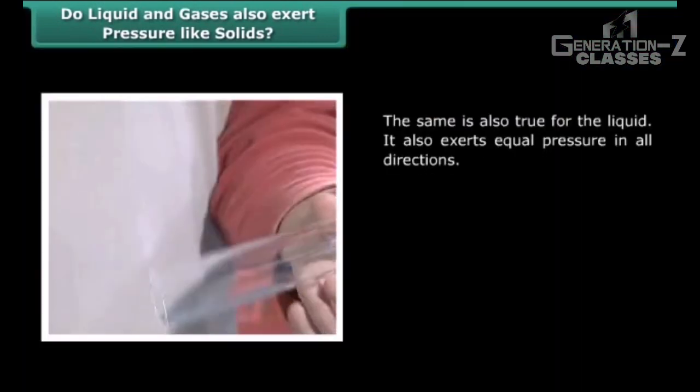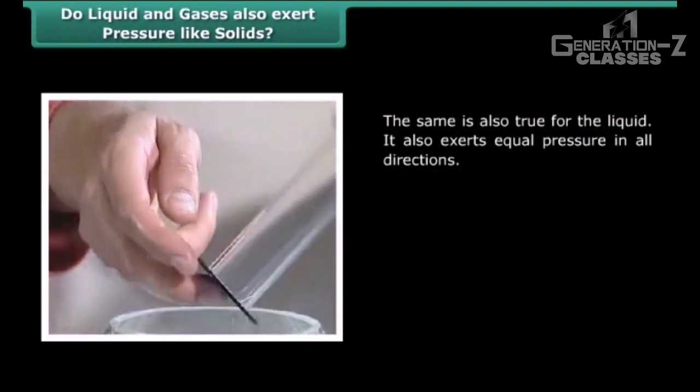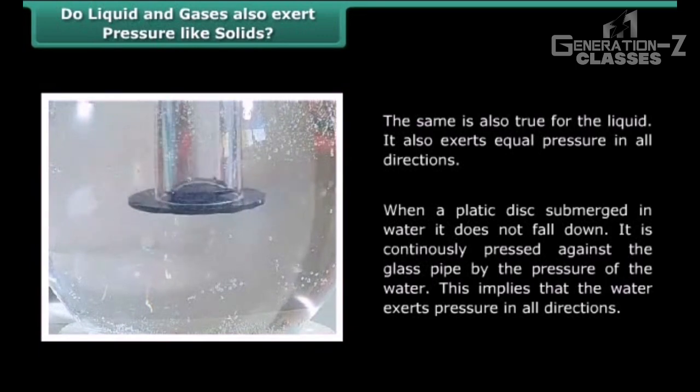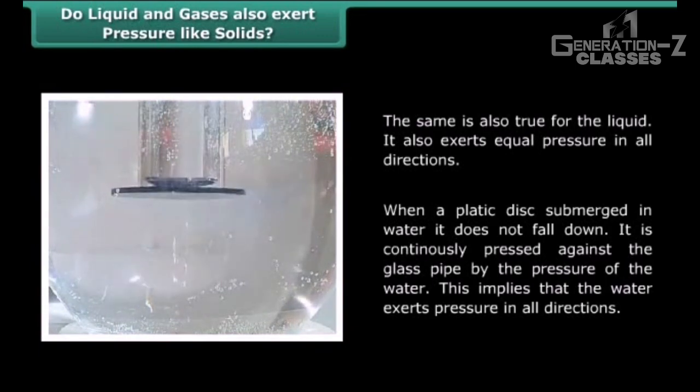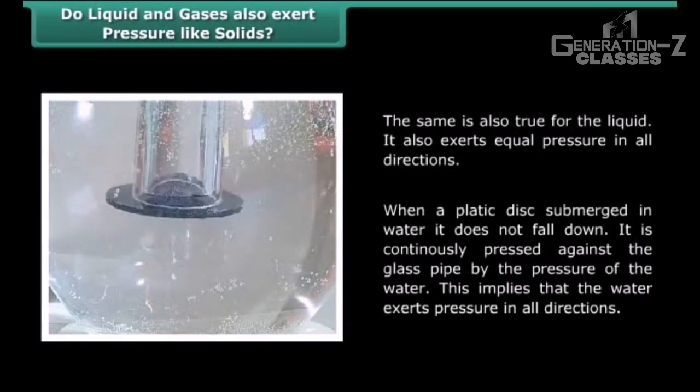The same is also true for liquids. They also exert equal pressure in all directions. When a plastic disc is submerged in water, it does not fall down. It is continuously pressed against the glass pipe by the pressure of the water. This implies that the water exerts pressure in all directions.